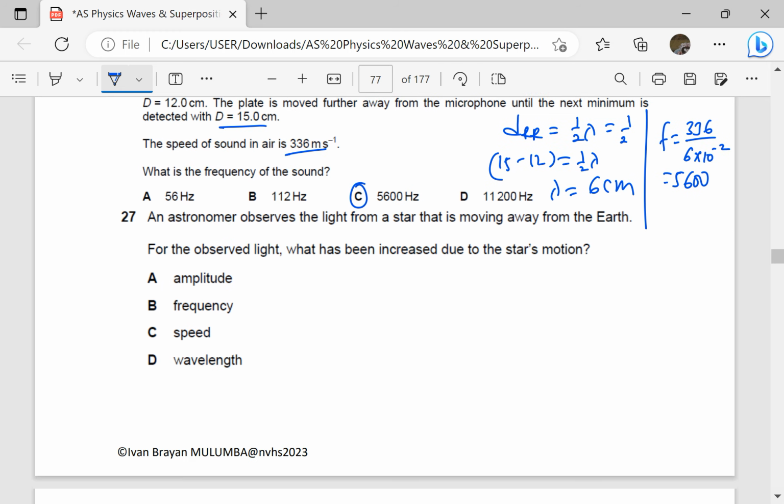An astronomer observes light from a star that is moving away from the Earth. For the observed light, what has been increased due to the star's motion? It is moving away, so that is wavelength. Wavelength has been increased, the frequency has been reduced.